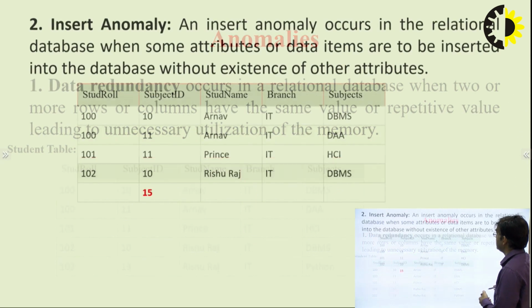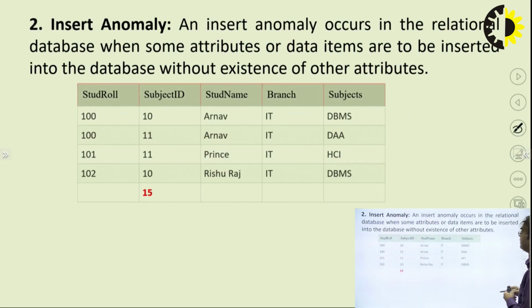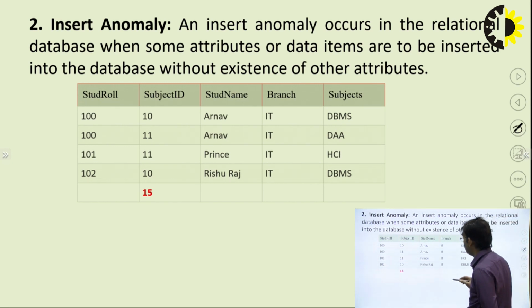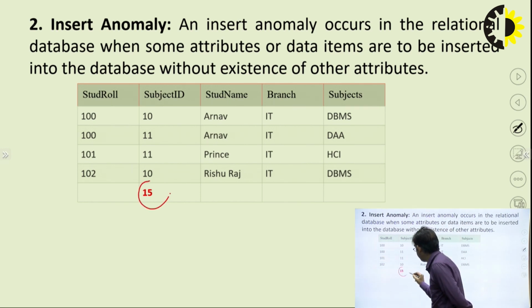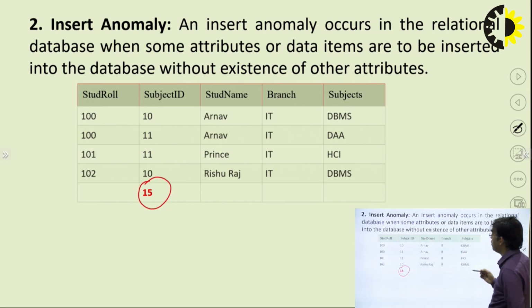The second anomaly is insert anomalies. What happens in insert anomalies? Let's suppose we have a student table again, and we want to insert a subject ID. Let's suppose it is 15, and no student has opted for this subject ID. Then how do we insert it? Without opting for the subject ID, we cannot insert the student roll number. This type of anomaly is known as insert anomalies.